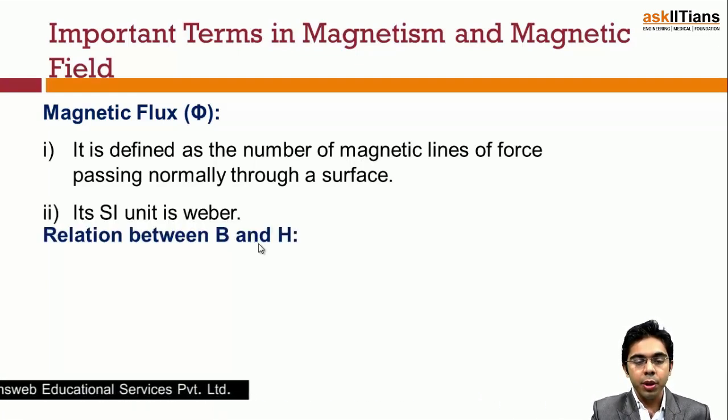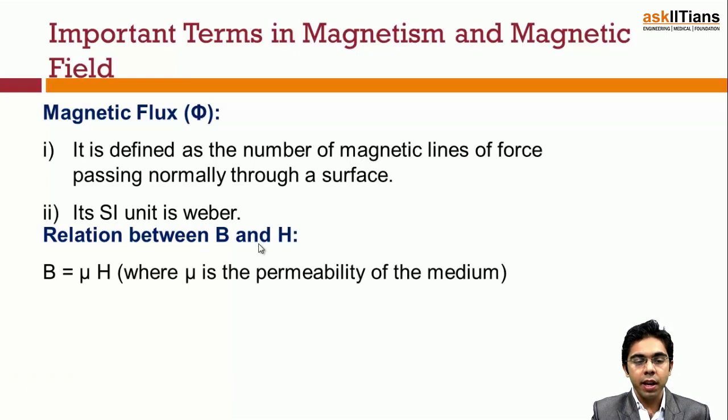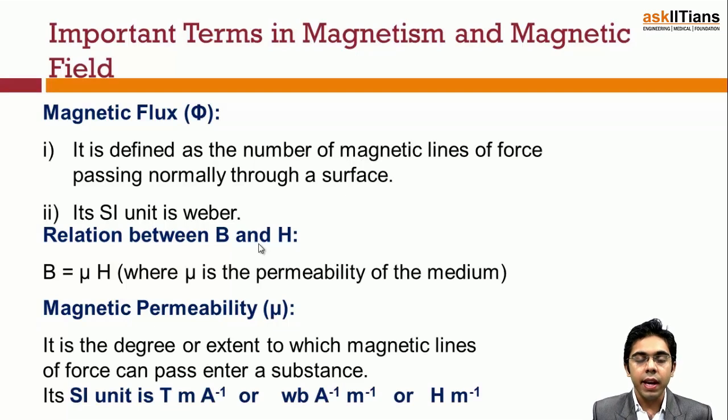Now the relation between B and H, which we have already done: B equals mu H, where mu is the permeability of the medium. And what is magnetic permeability? Mu is the degree or extent to which magnetic lines of force can pass or enter a substance, and its SI unit is Tesla meter ampere inverse. Others we can also find by considering this relation, such as Weber ampere inverse meter inverse.